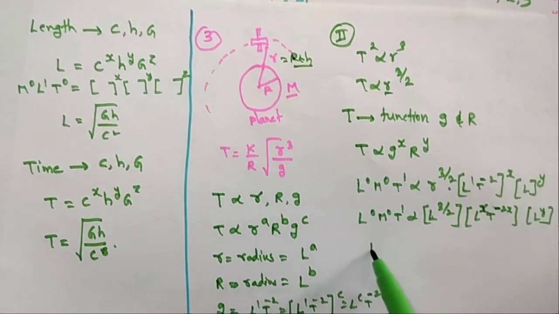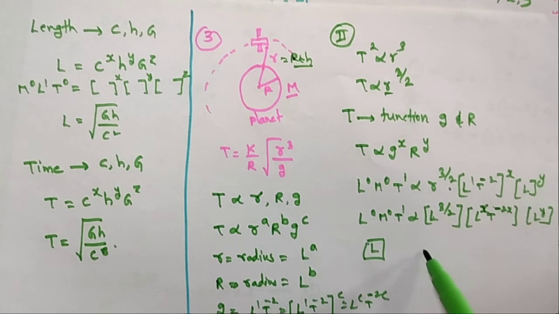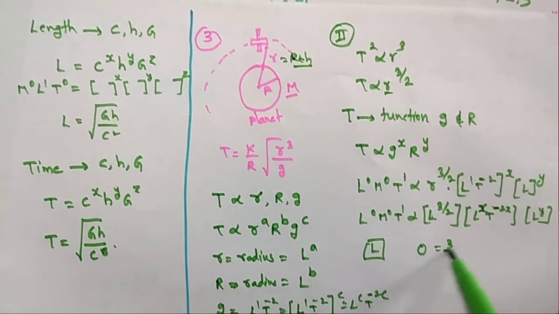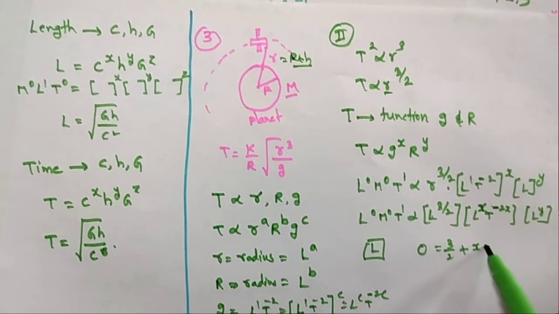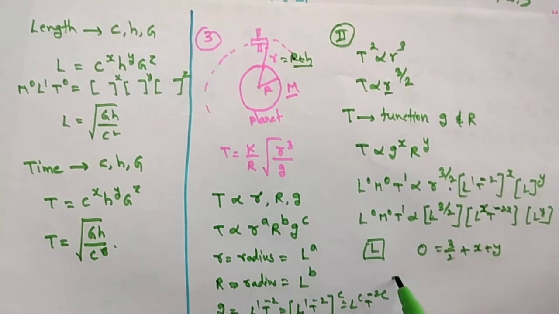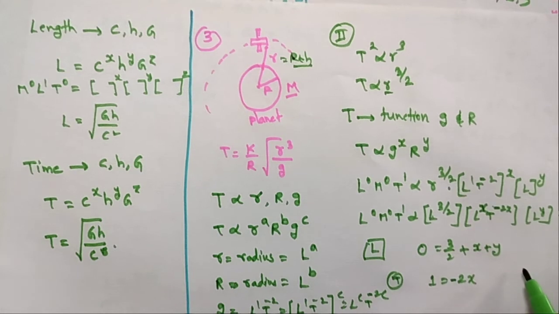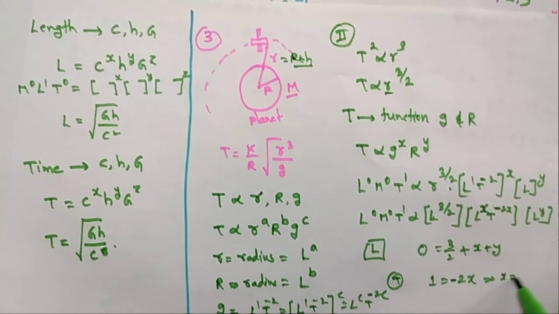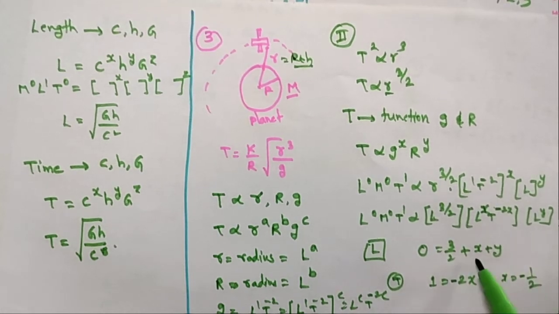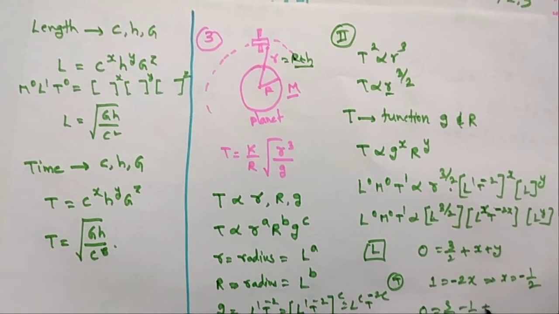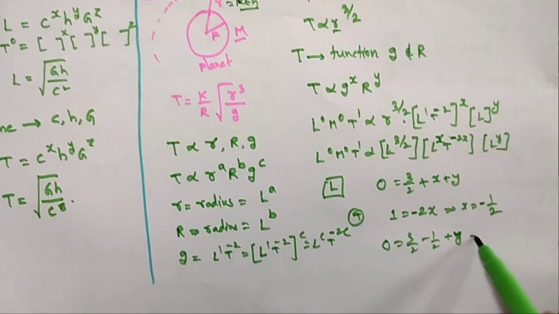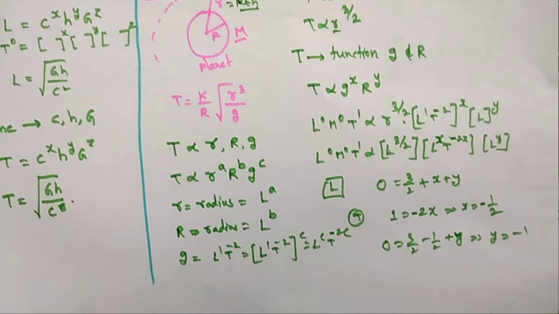So comparing the powers of L, 0 is equal to 3 by 2 plus x plus y. And for T values, 1 is equal to minus 2x. Okay, so x is equal to minus 1 by 2. Substitute in this one: 0 is equal to 3 by 2 minus 1 by 2 plus y. So you can get the y value; finally y is equal to minus 1.